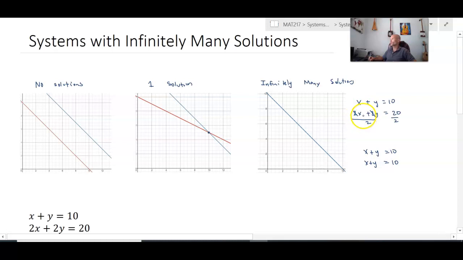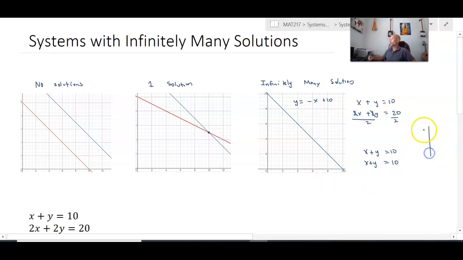So the points that work for the first equation are identical to the points that work for the second equation. So if we analyze just either of the equations, we see that both of them are the graph of the line y equals negative x plus 10. And right away, we could probably point out a number of different solutions. It just depends on what value of x and what value of y we choose.